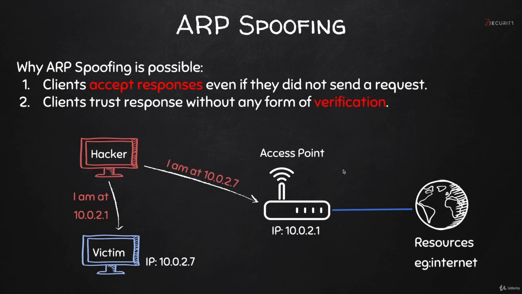Not only that, but they're also not going to verify who I am. So when I say that I am at 10.0.2.7, I am clearly not at that IP because this computer is at this IP. But the access point will trust this and it'll actually update its ARP table based on the information that I send. Same goes for the victim. I'm going to tell it that I am at 10.0.2.1. It's going to trust and believe this, even though I am clearly not at this IP because the access point is at this IP. So these are the two main weaknesses with the ARP protocol that allow us to run ARP spoofing attacks.